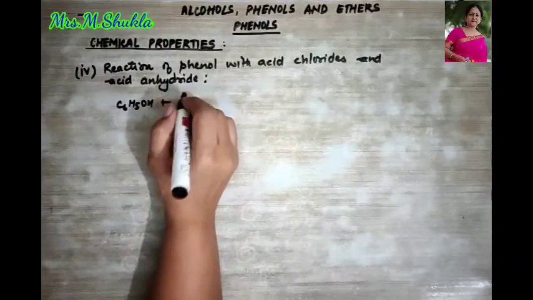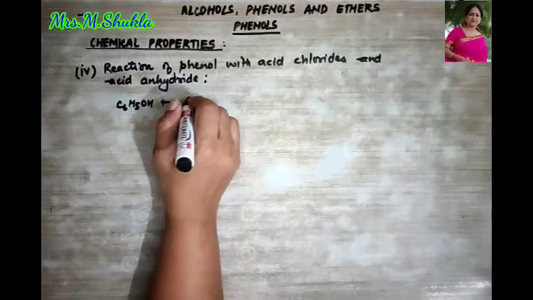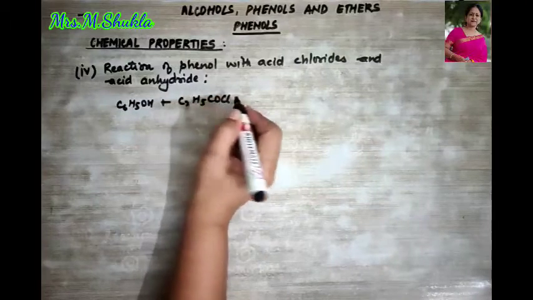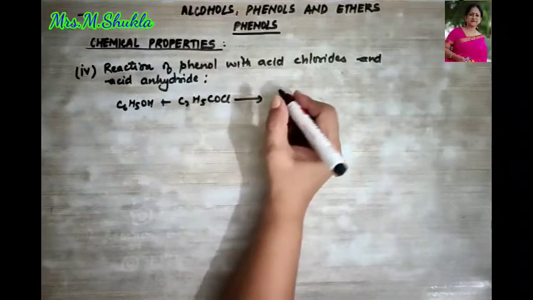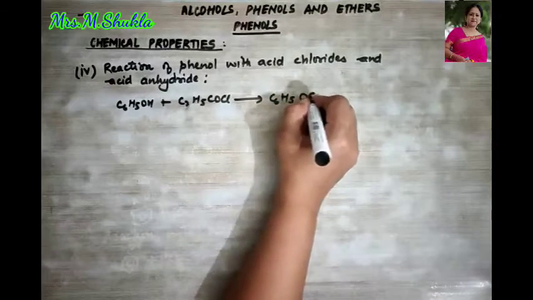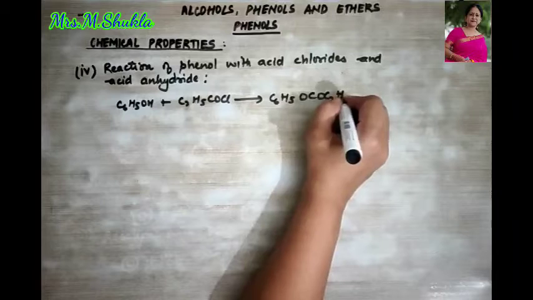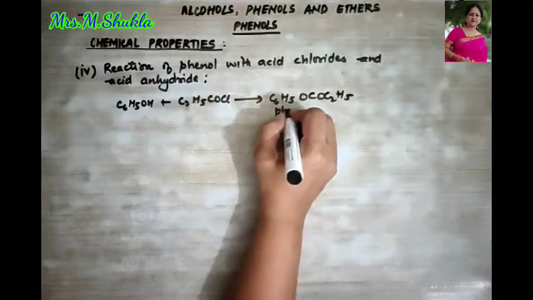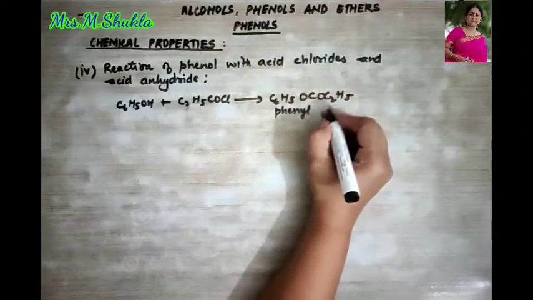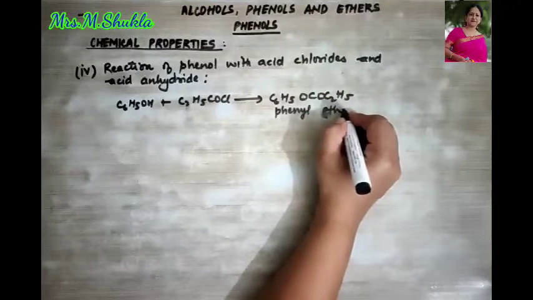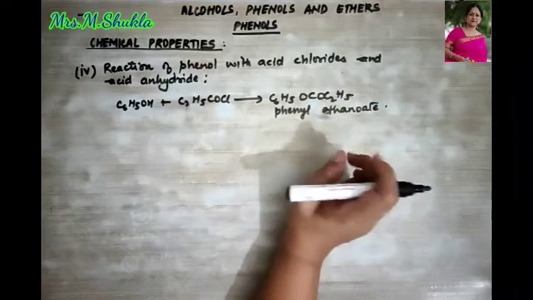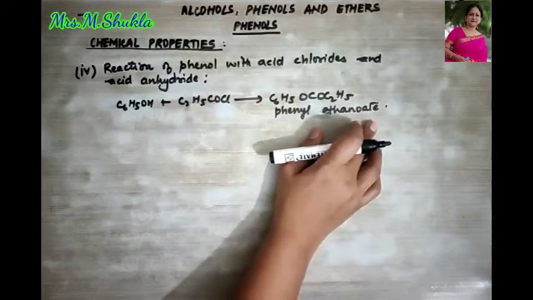Let us treat it with ethanoyl chloride, that is C2H5COCl. As I told you, it is going to form an ester, that is C6H5OCOC2H5. This is called phenyl ethionate.